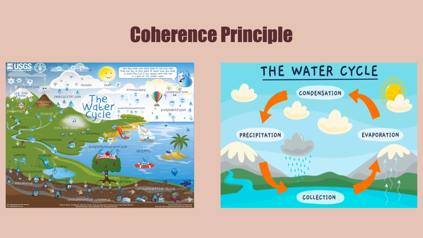Here is an example of the coherence principle in action using the water cycle. On the left, you see a cluttered diagram with too many images and text. It's difficult to understand what elements are essential to the water cycle. In the diagram on the right, only the key principles of the water cycle are highlighted. This allows learners to focus entirely on the important content without getting distracted.